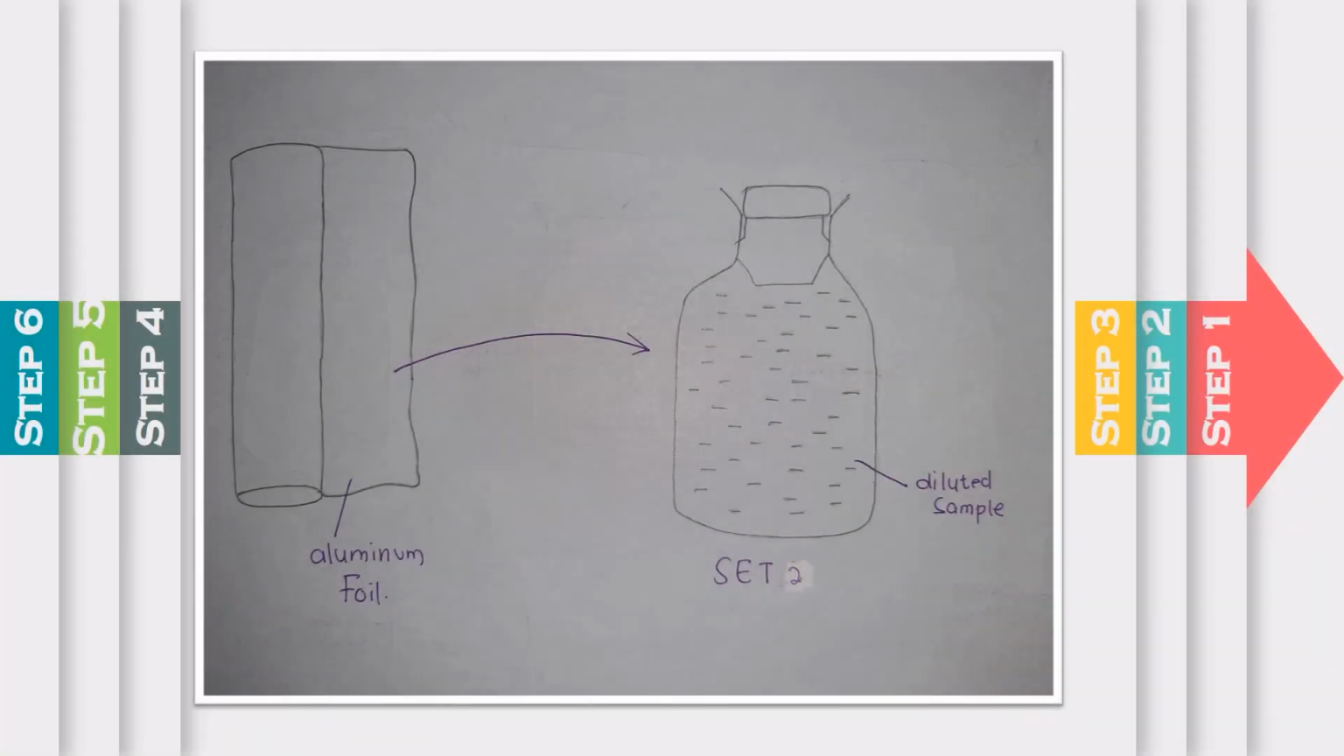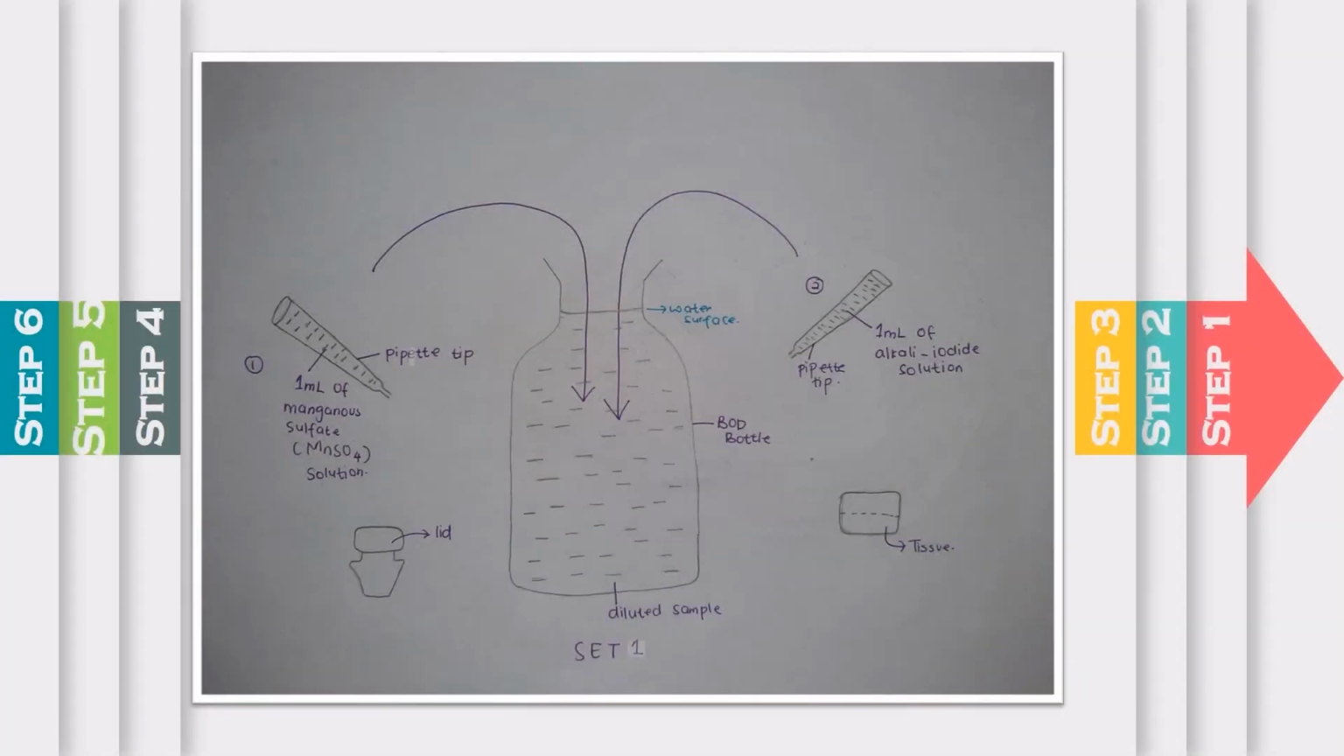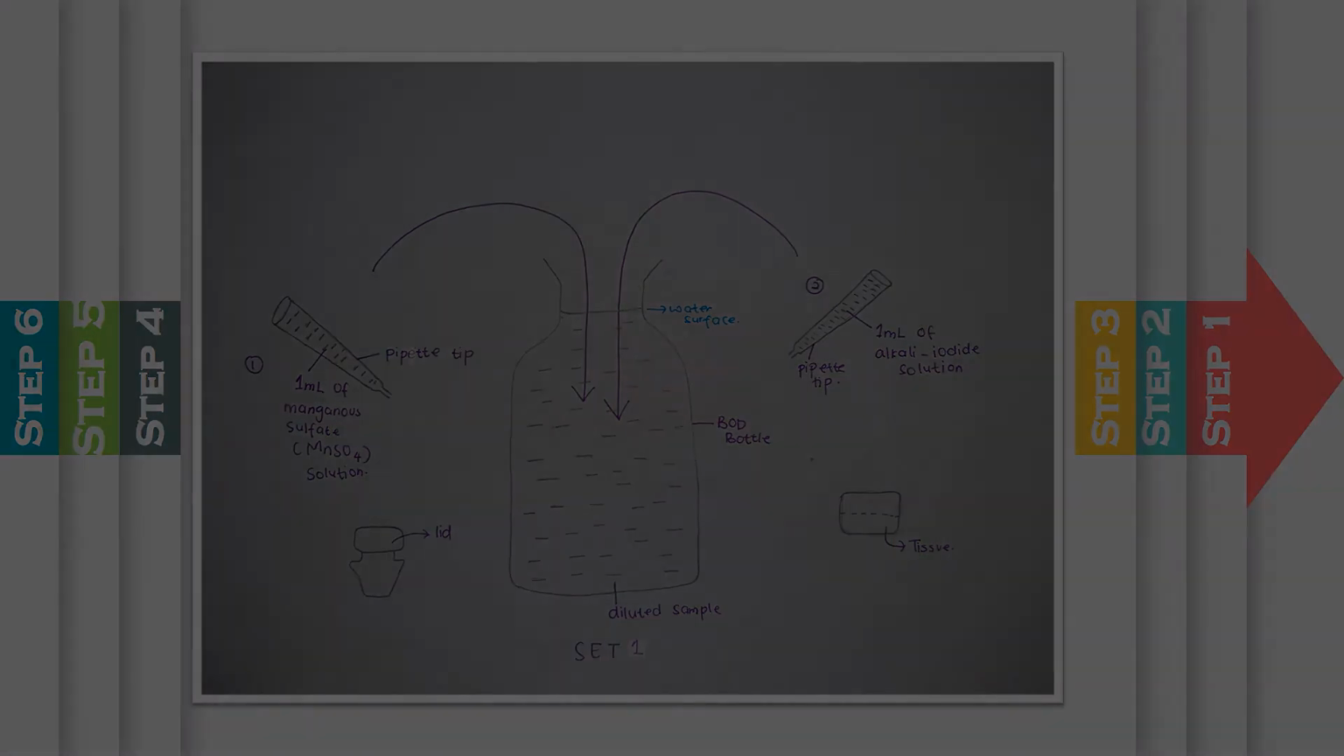Third, incubate set 2 at 20 degrees Celsius for 5 days using the aluminium foil. For the bottles of set 1, add 1 milliliter of manganese sulfate, MnSO4, solution followed by 1 milliliter of alkali iodide solution with the pipette tip below the water surface. The purpose is to fix the sample so that oxygen exchange will not occur during testing.